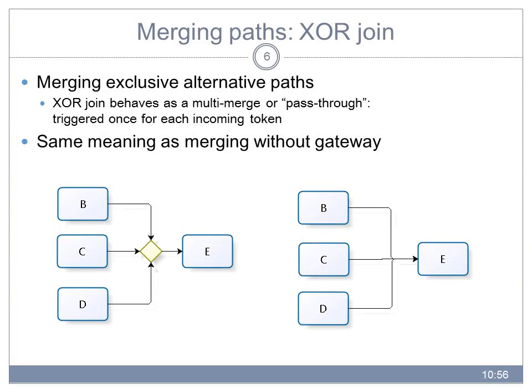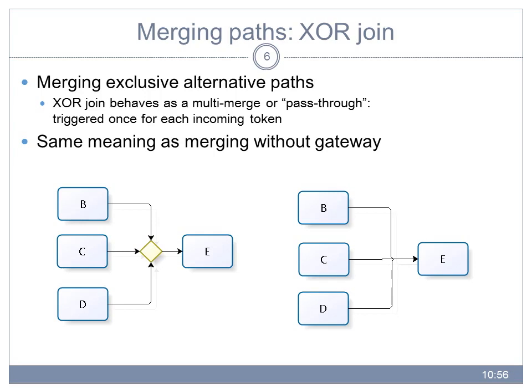Now that we know all about splits, let's look at how we can merge paths. And the first way to merge paths is with an XOR join. So in this case it's a join because you have multiple incoming paths into the gateway, and in this case you have one outgoing path. So the XOR in this case will behave as a multi-merge or as a pass-through.